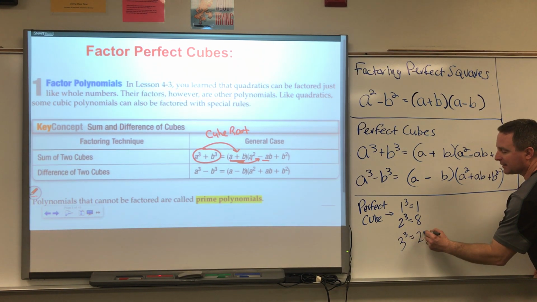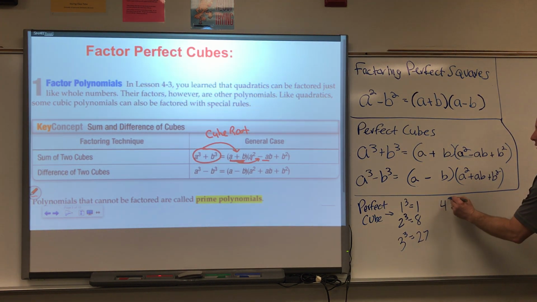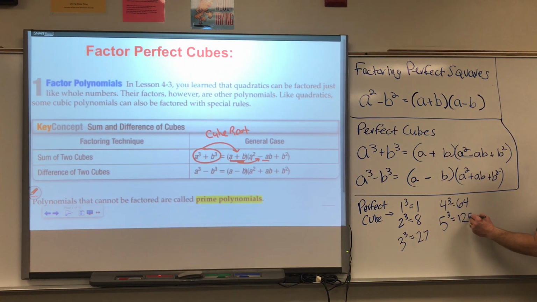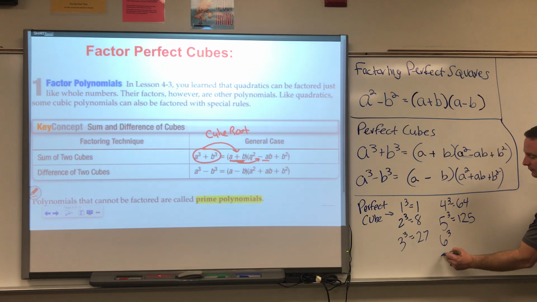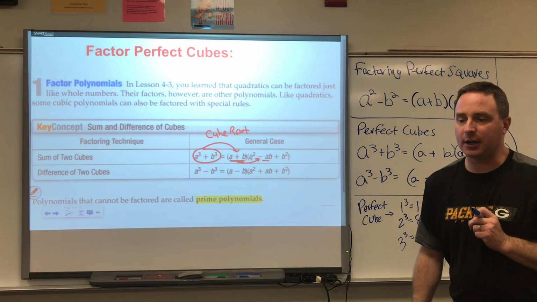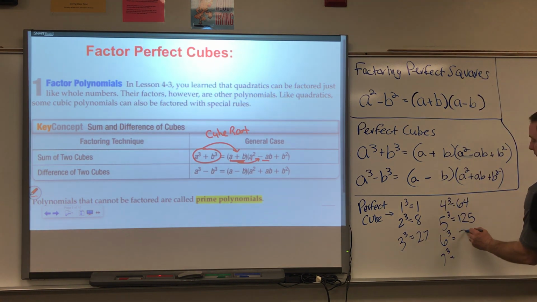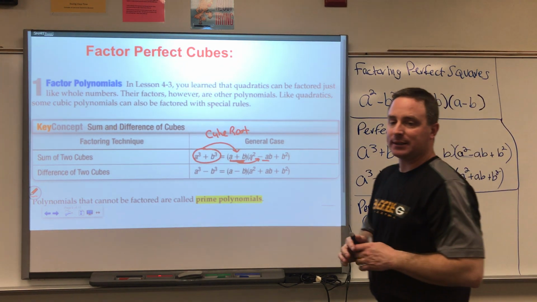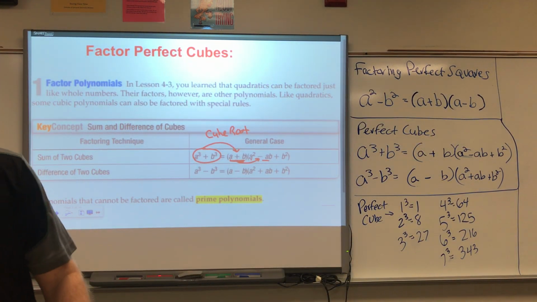3 cubed is 27. 4 cubed is 64. 5 cubed is 125. 6 cubed is 216. And 7 cubed is 343. Those are the common perfect cubes that we're going to see. And once again, writing them down I think is going to be extremely helpful.